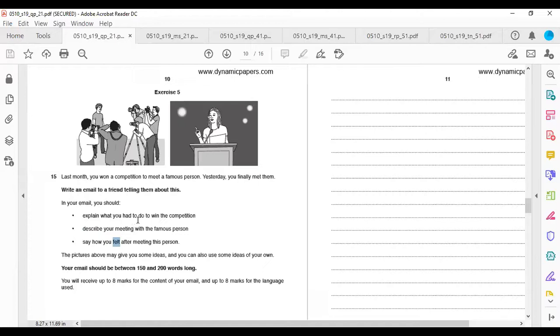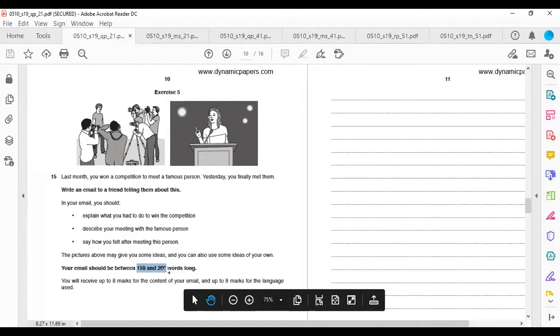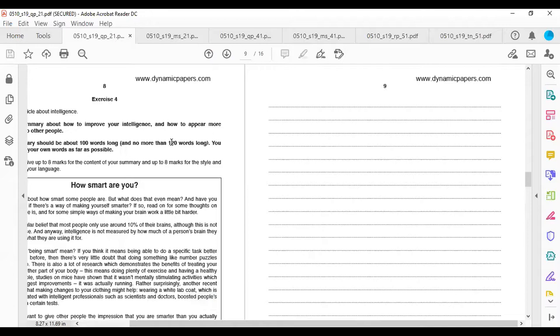And you're supposed to write between 150 to 200 words. Don't keep to 150, but go for 200 and max 210. As well as for the summary, by the way, there is a word limit between 100 and 120. You can go for 100, that's quite good.